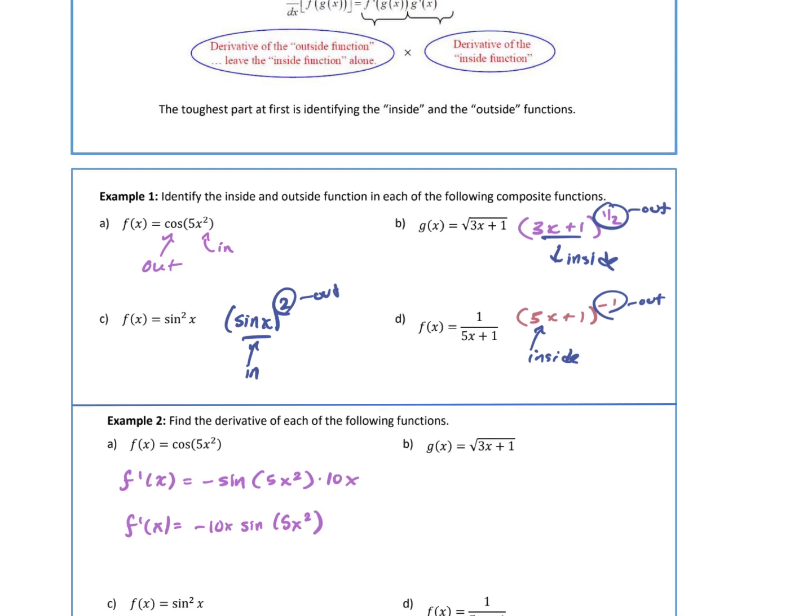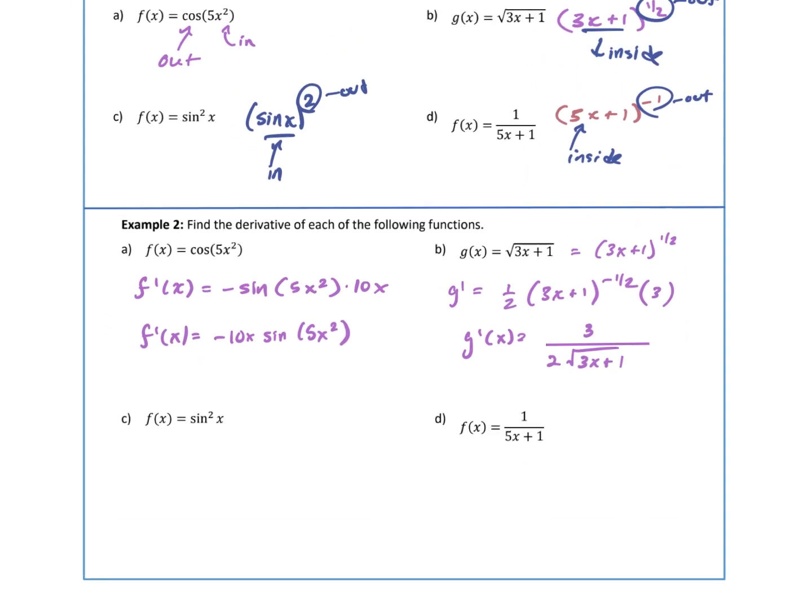Here, we're going to rewrite this. So g of x is equal to 3x plus 1 to the 1/2 power. So we do the power rule. So g prime is going to be 1/2. You rewrite it. Lower the power by 1 times the derivative of the inside. So g prime of x is going to be equal to 3 over 2 root 3x plus 1.